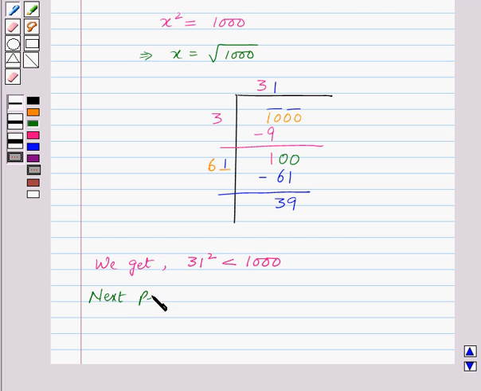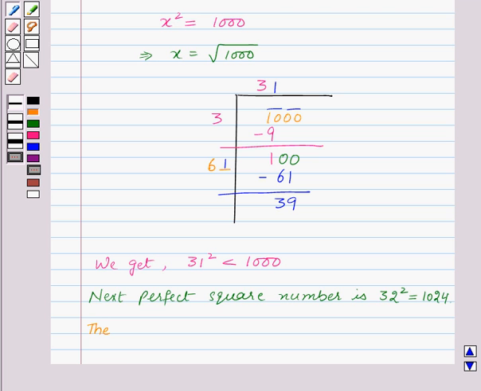So the next perfect square number is 32 square, which is equal to 1024. Now, to get a perfect square, to make the number of rows equal to the number of columns, we will add a number to 1000 and make it equal to 1024, that is 32 square.